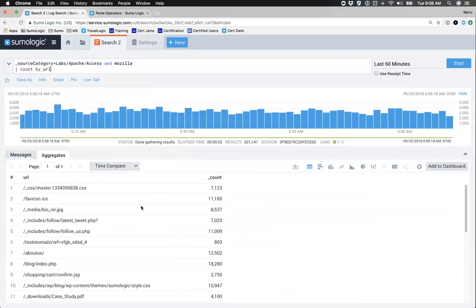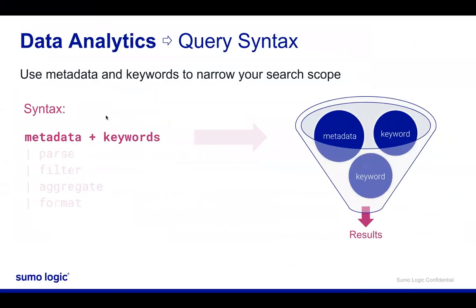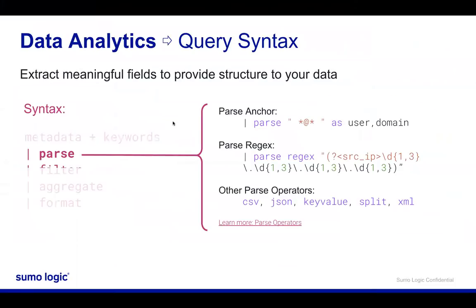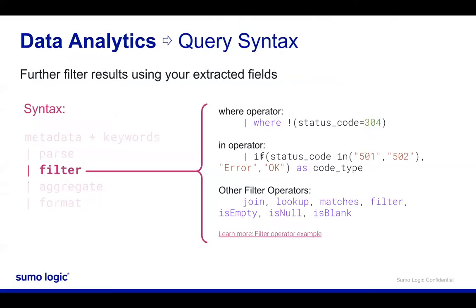All right, I don't see any questions, so let me continue here. What I've shown you is starting to use some of this parsing, starting to use some of this syntax. I showed you that you can use metadata and keywords. I showed you that you can start parsing, whether you use parse anchor, parse JSON, key value, regex, and whatnot. You want to then start filtering your data. So the simple one I showed you before was the where clause, right?